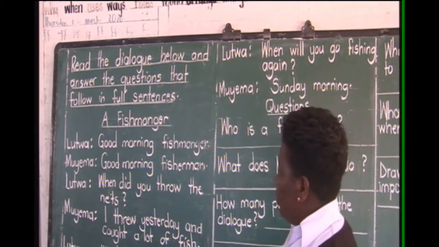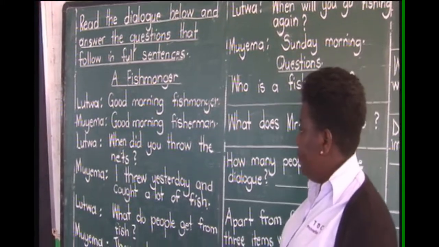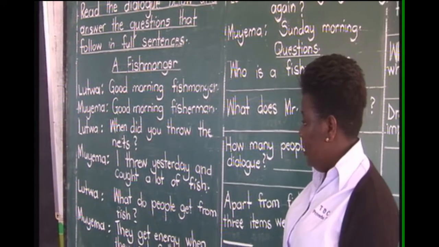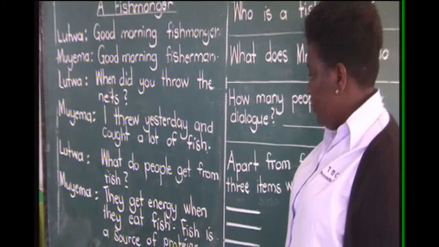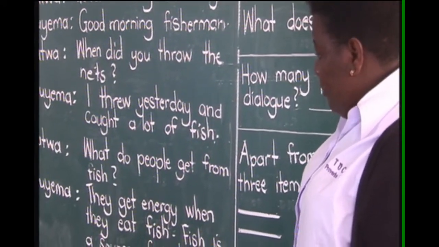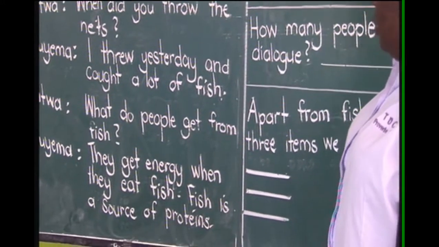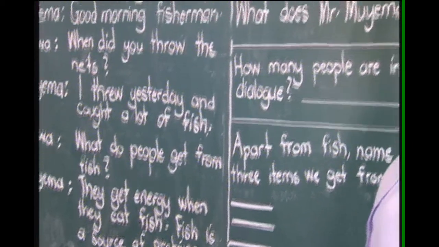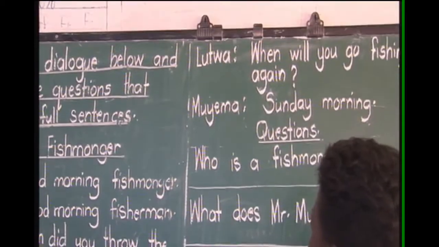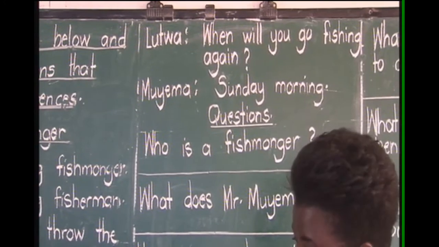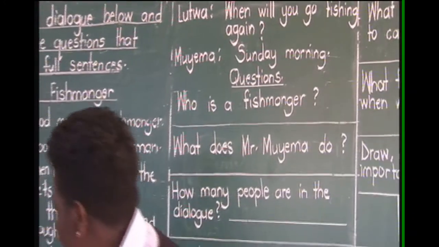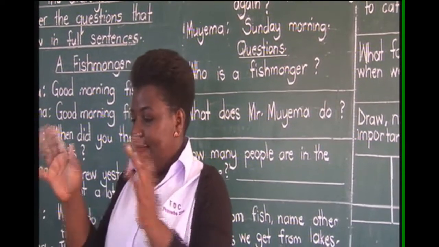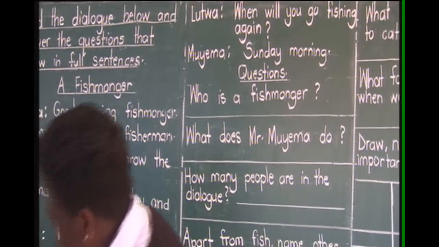So, good morning, fishmonger. Good morning, fisherman. When did you throw the nets? I threw yesterday and caught a lot of fish. What do people get from fish? They get energy when they eat fish. Fish is a source of proteins. When will you go fishing again? Sunday morning. Wow, thank you so much. Allow me clap for my friend here. Flowers for you. Thank you so much.